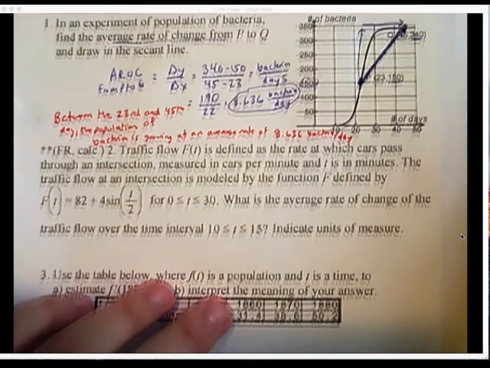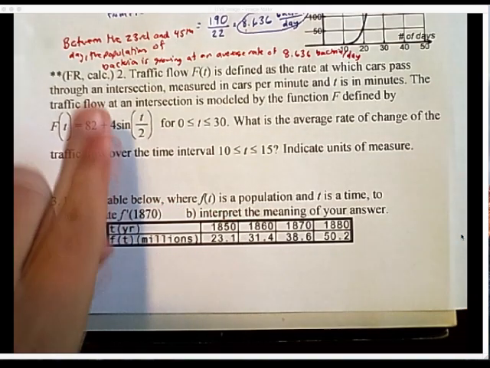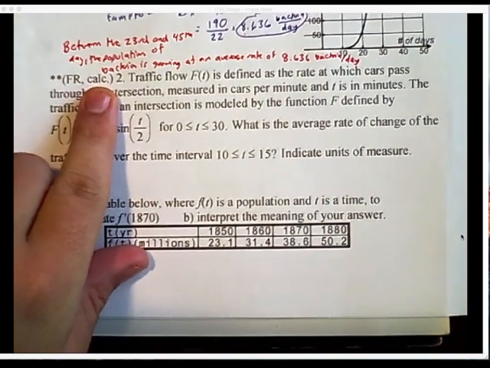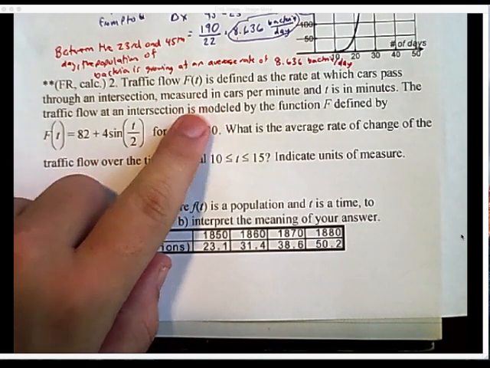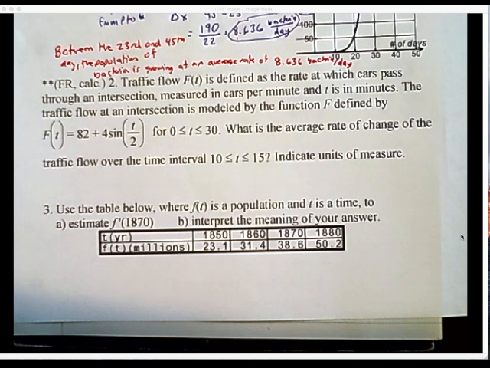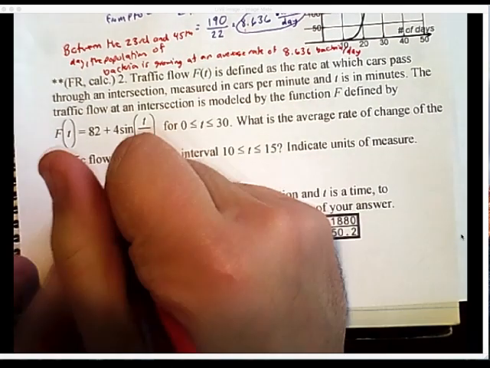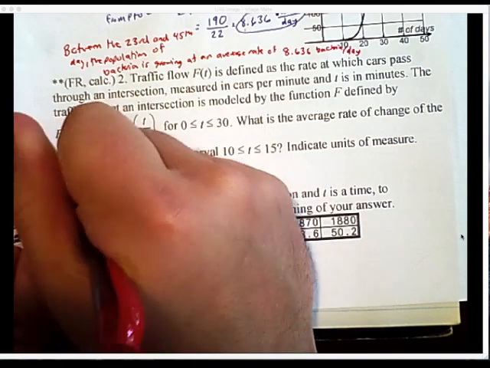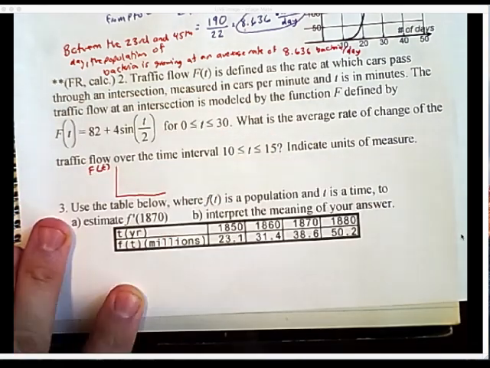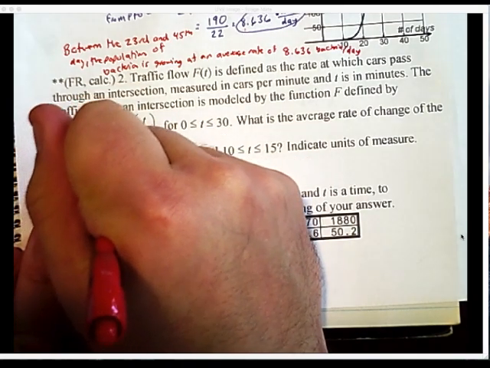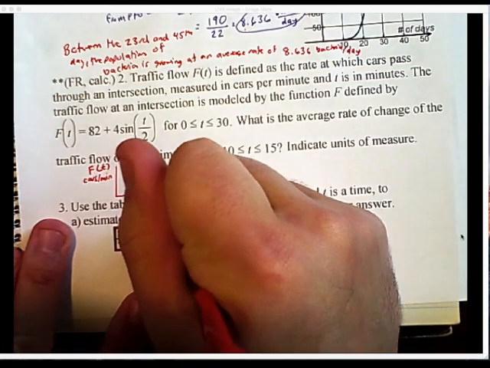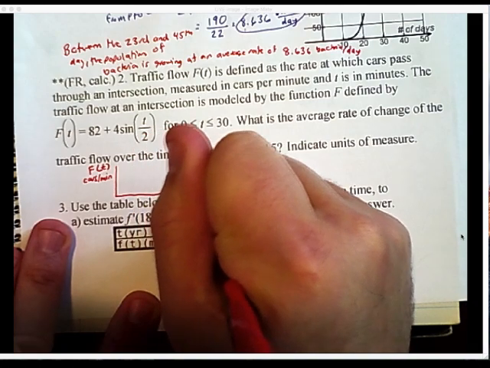So let's do number 2. This is a form of free response question where you were allowed to use your calculator. Traffic flow, F of t, is defined as the rate at which cars pass through an intersection, measured in cars per minute, and t is in minutes. If I'm going to start to make a sketch of this graph, this F of t would go on this axis, measured in cars per minute. And this axis, the time axis, is measured in minutes.